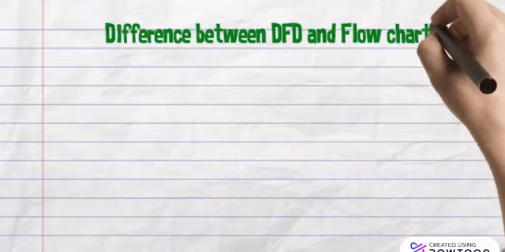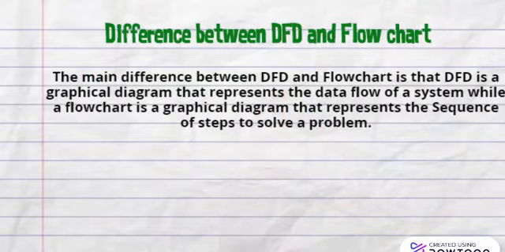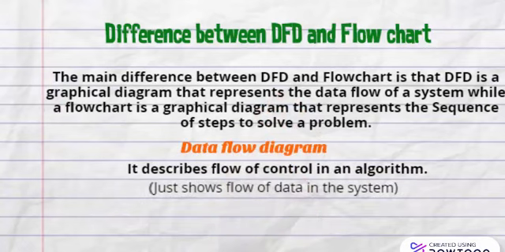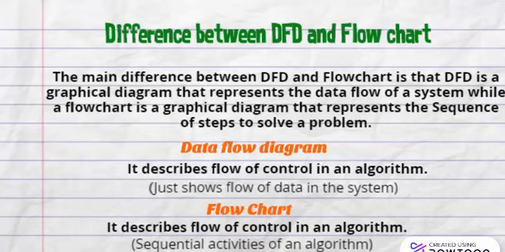Difference between data flow diagram and flow chart. The main difference between a data flow diagram and a flow chart is that a data flow diagram is a graphical diagram that represents the data flow of a system, while a flow chart is a graphical diagram that represents the sequence of steps to solve a problem.